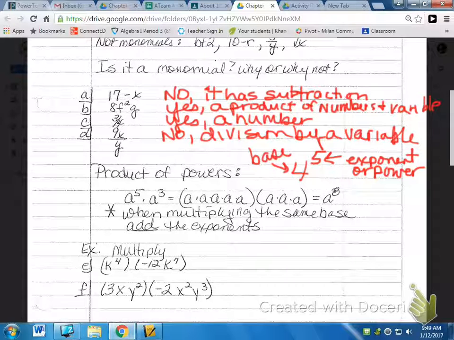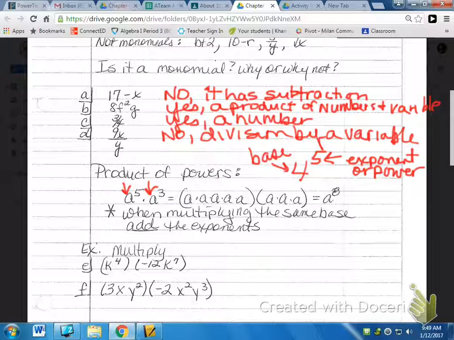All right, now I'm ready to go on. a to the 5th times a to the 3rd. The asterisk here means that it's pretty important. When multiplying the same base, in this case a and a, you add the exponents. So a to the 5th is really a written out 5 times, all multiplication. And then this one is a to the 3rd, but you don't have to write all that out when you're actually doing it. You just say, my base is going to remain the same. It's an a, and it's to the 8th power.